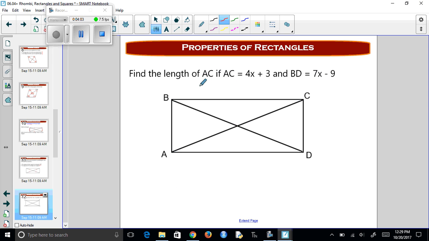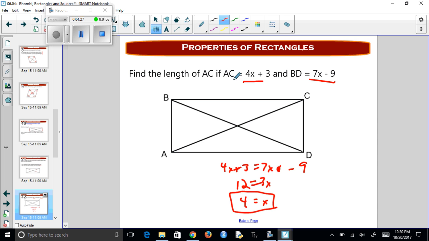Now, one common question is to find the measure of x given these. Pretty much, since they're the same size, you just set them equal to each other. Oh, that's supposed to be a minus 9. So if I subtract 4x on both sides, I'll get 3x. Add 9 to both sides, we'll get 12. And divide by 3, and our x will be 4.